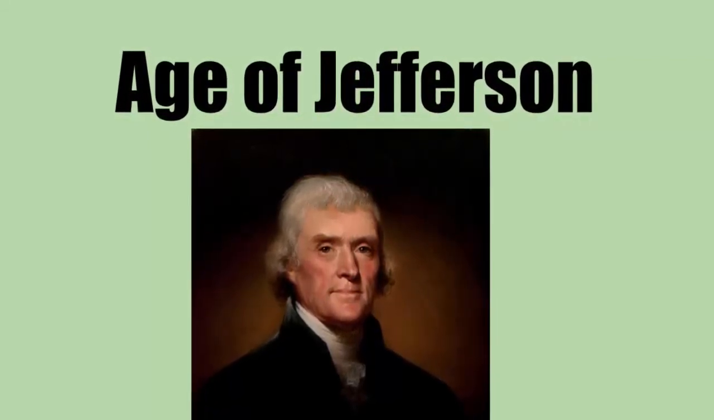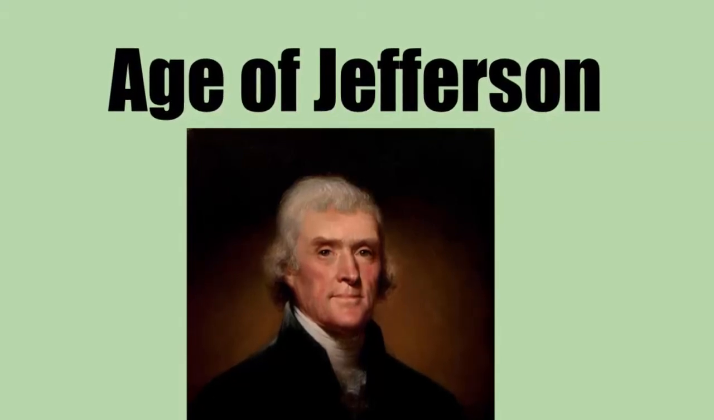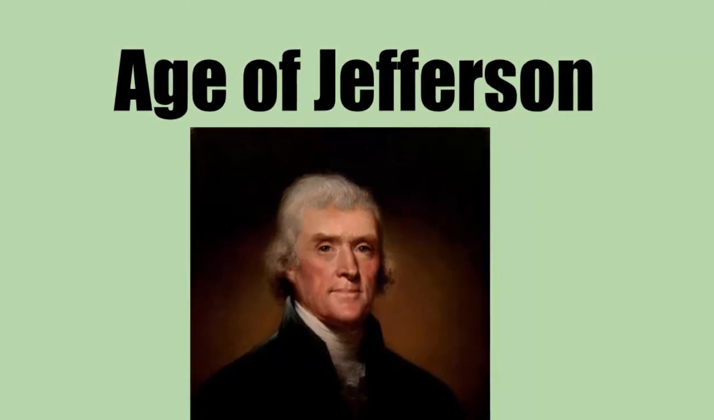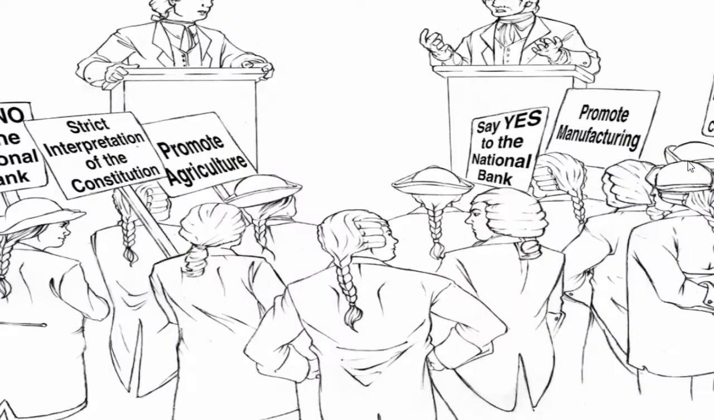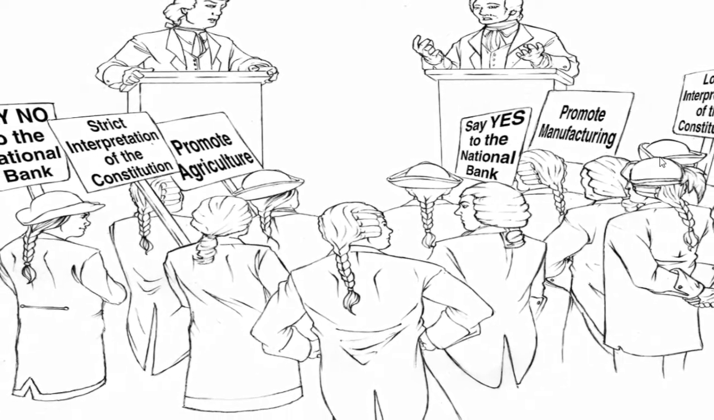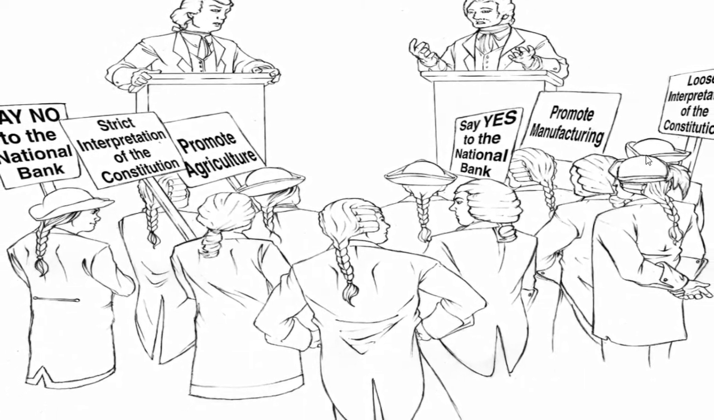You have the Age of Jefferson, you have the era of good feelings, and then you have the Age of Jackson. So let's start with Thomas Jefferson. What do we remember about him? Thomas Jefferson is elected in 1800 at a time where the United States is incredibly divided between 2 political parties, the Democratic Republicans and the Federalists.